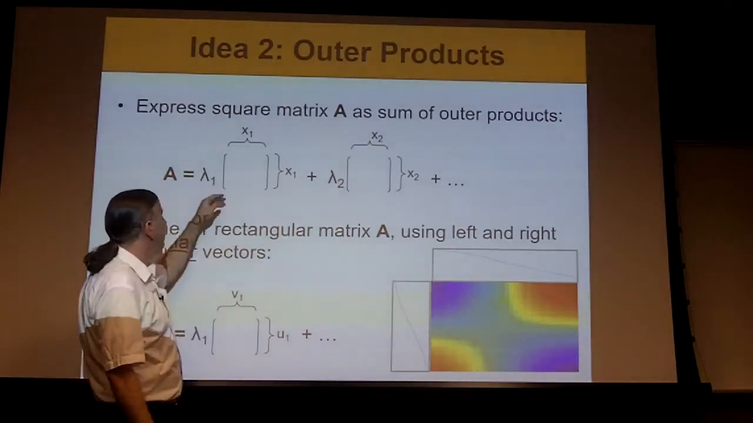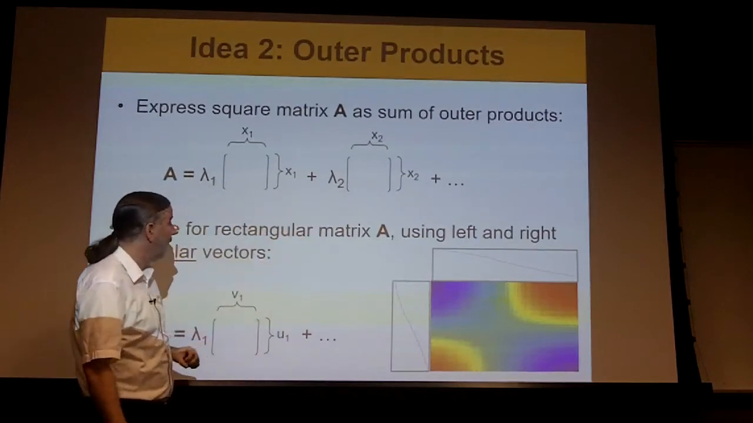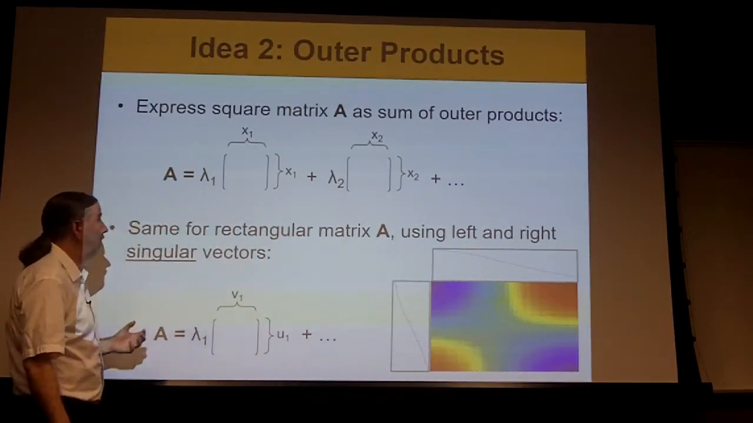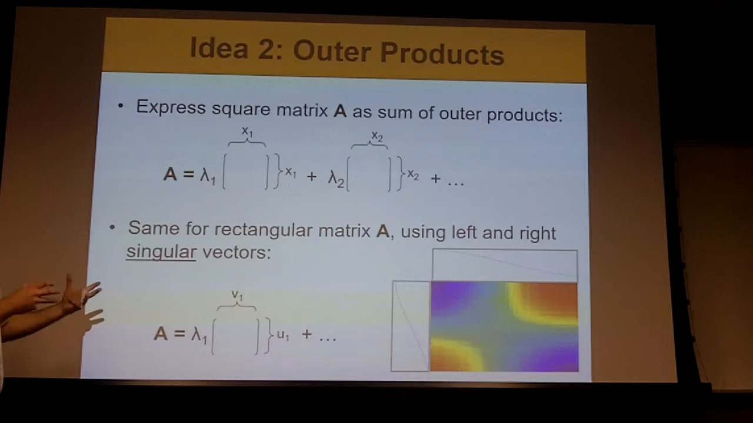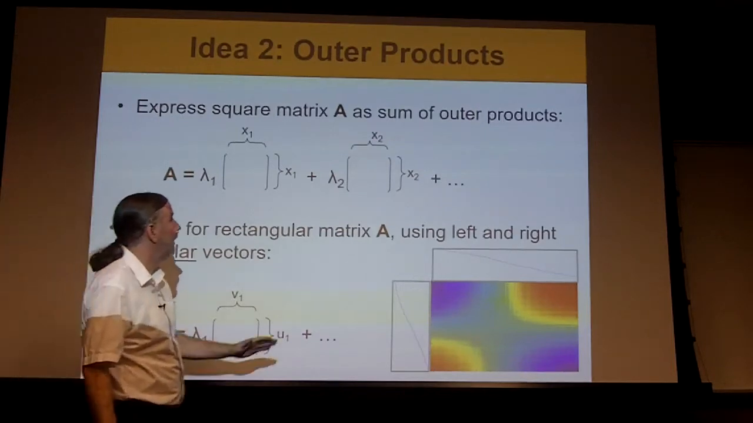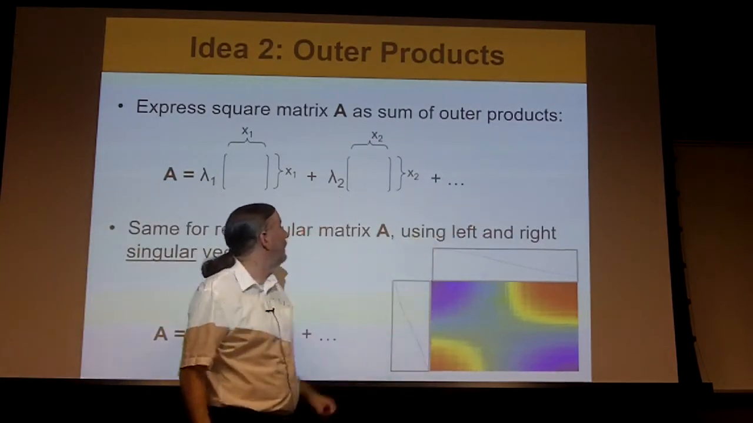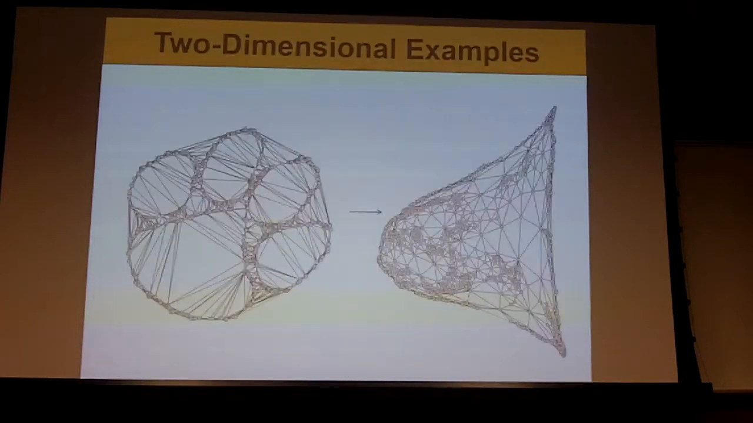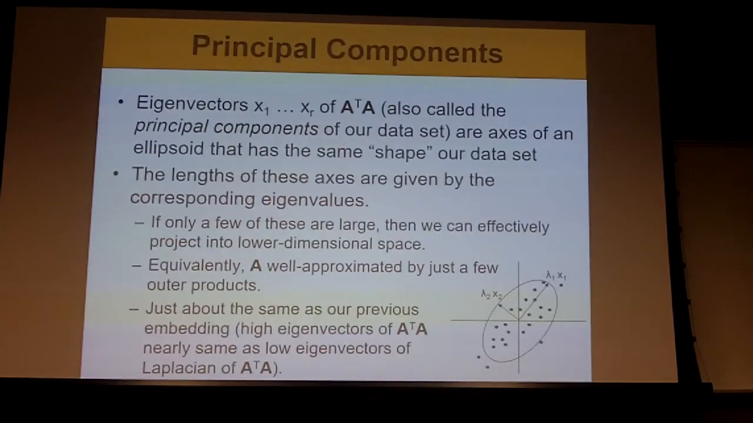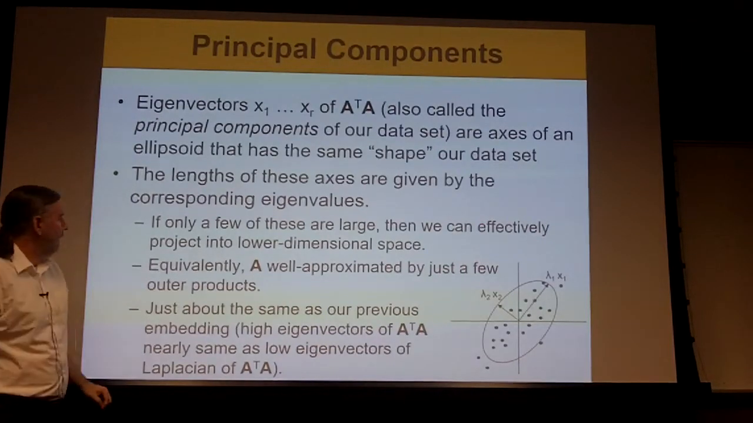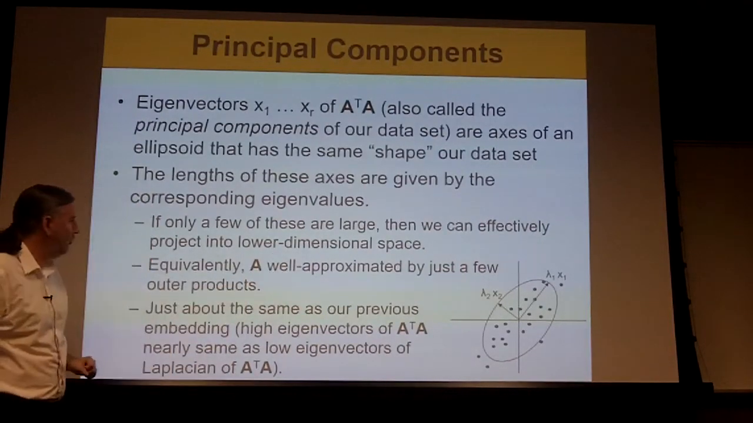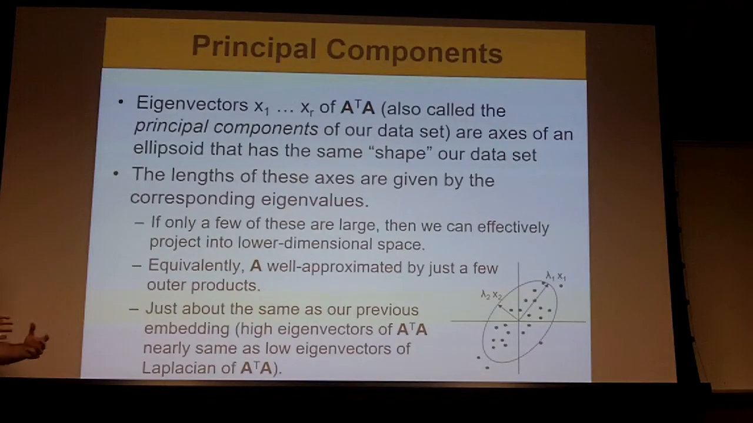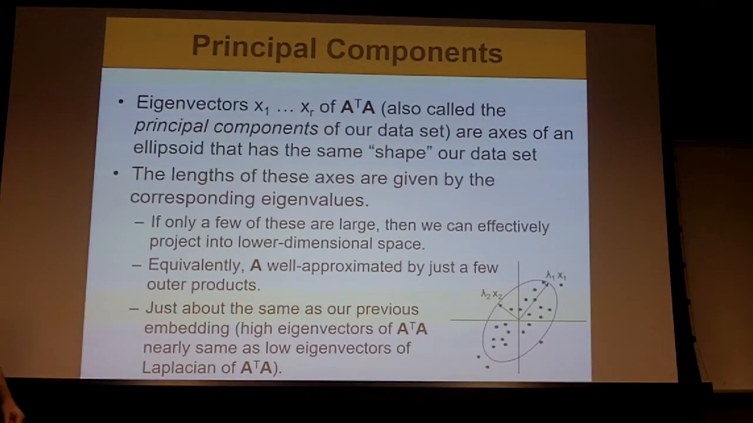And so if your eigenvalues die out really quick, then PCA works very effectively at preserving a lot of the characteristics of your data set by truncating out kind of irrelevant dimensions. Okay. So yeah, equivalently, A is well approximated by just a couple of outer products in that outer product expansion.